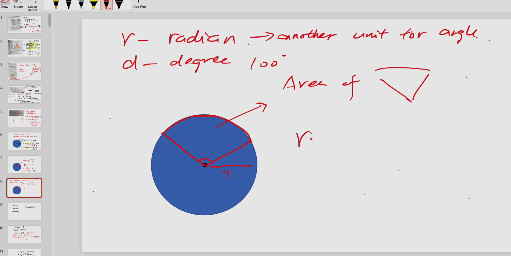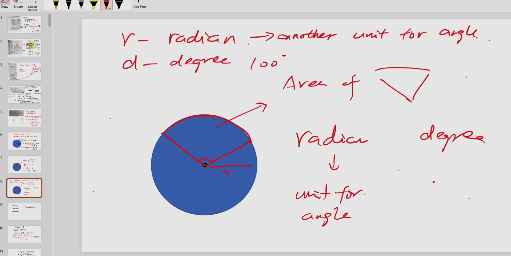Similarly, your radian and degree, they are both units for angle. What's the conversion? You don't know yet. Oh, no, that 1000 one is for length, 1 kilometer to meter. So now it's radian to degree. What's the conversion? The conversion is this: pi is equal to 180 degrees.